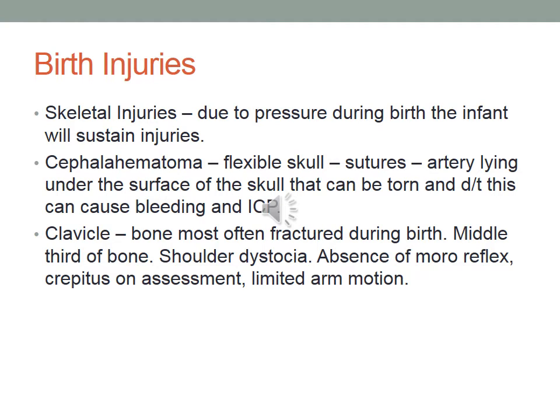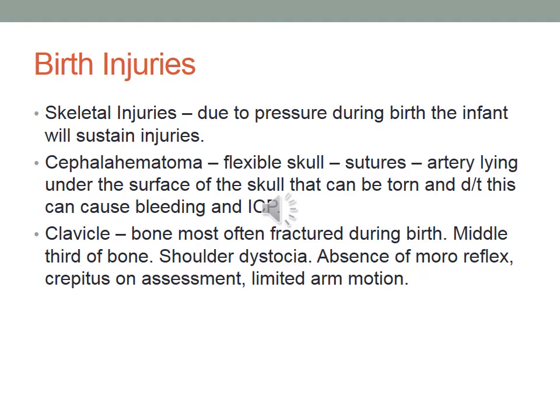Skeletal injuries due to birth. Due to pressure during the birth, the infant could sustain these injuries. Cephalohematoma is another. The baby has a flexible skull due to the sutures, and there are arteries that lie under the surface of the skull that can be torn due to the pressure during birth, and this can cause bleeding and intracranial pressure. Clavicles are the bone most often fractured during birth.